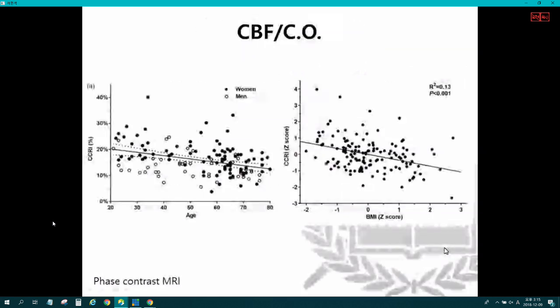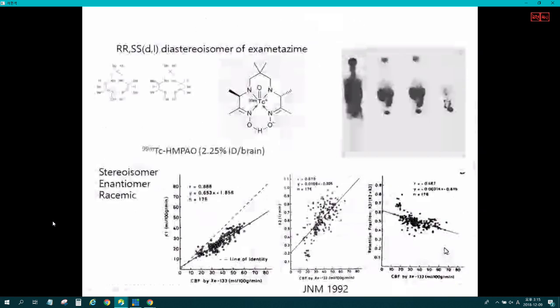The second one is there are 2 technetium compounds to measure brain blood flow. Here, the second one is HMPAO. It's brain 2.25% ID.